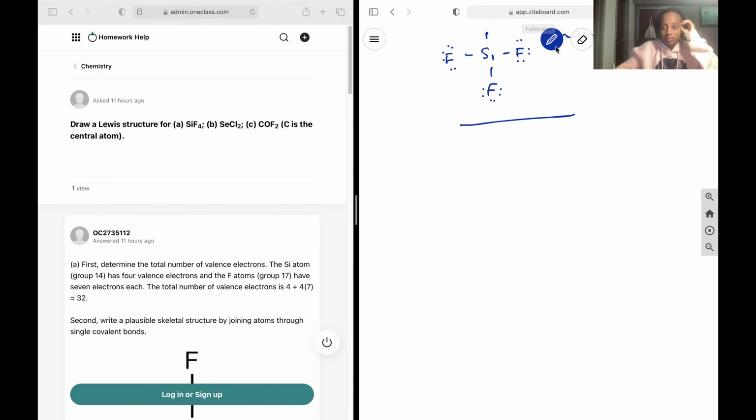For our next one, we will be doing SeCl2. Again, let's count the valence electrons. Se has 6, Cl has 7, but then there are 2. So 14 plus 6, and that's going to give us 20.